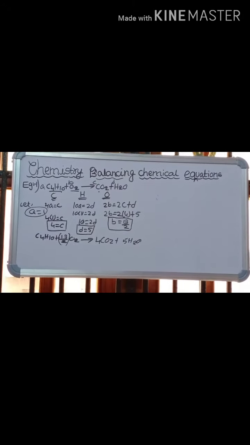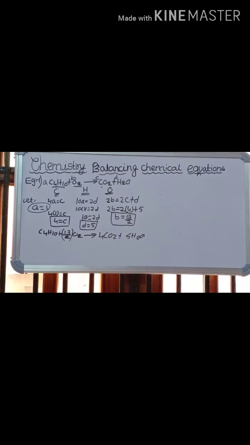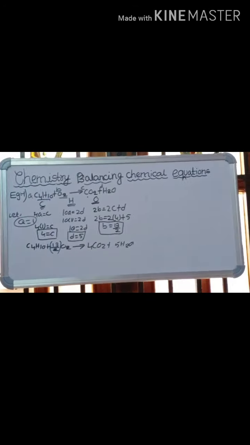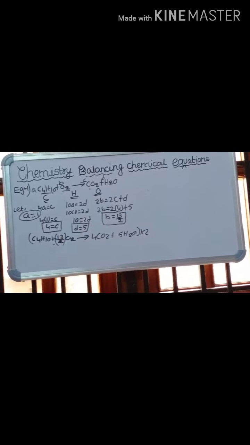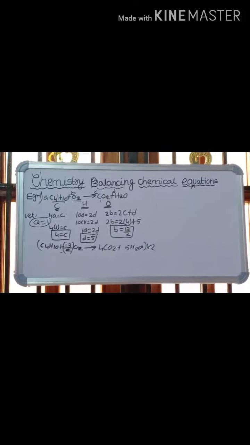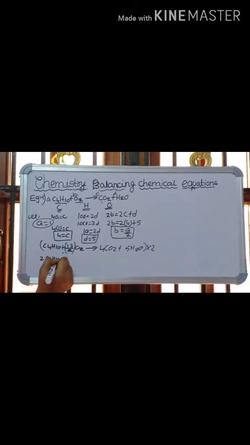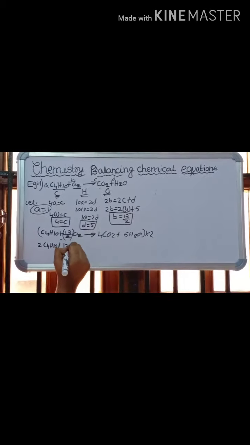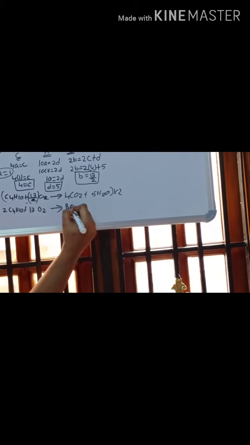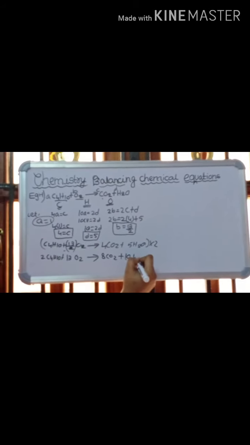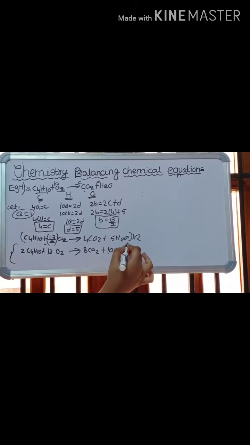We need to convert this numerical equation into a balanced equation. By multiplying this equation with the numerator, that is by 2, we will get our balanced equation. Okay, so let us see. 2 moles of butane plus 13 moles of oxygen gives rise to 8 moles of carbon dioxide and 10 moles of water. This is our balanced equation which we want.